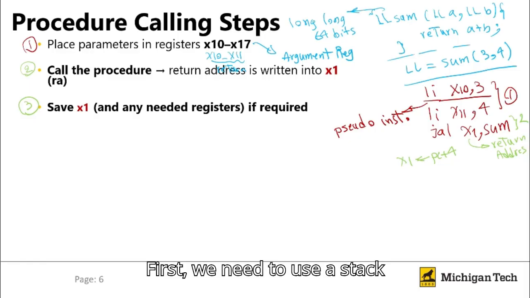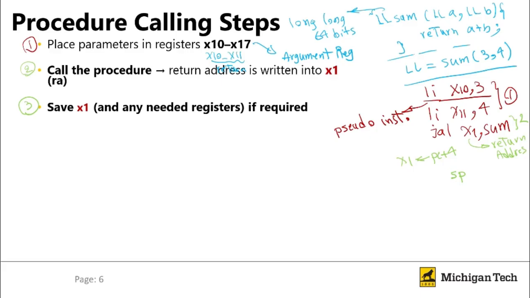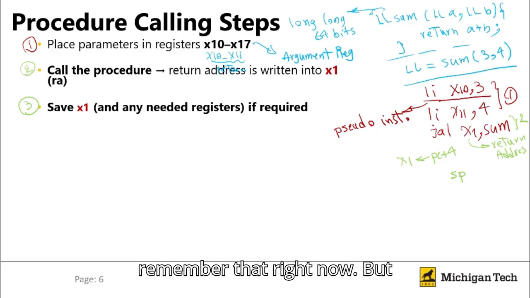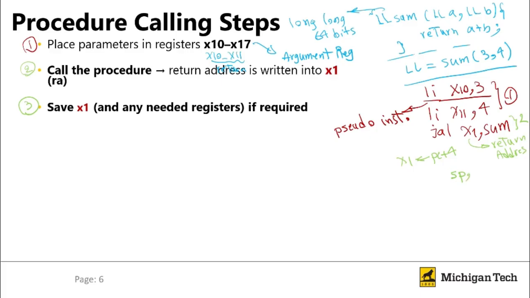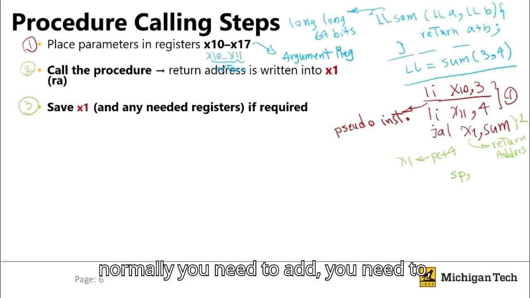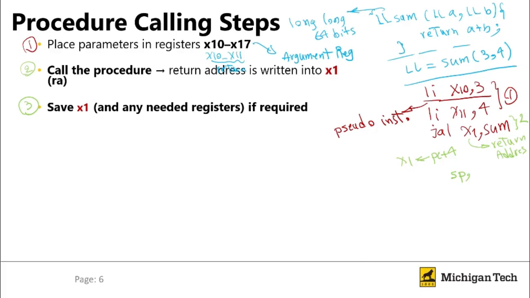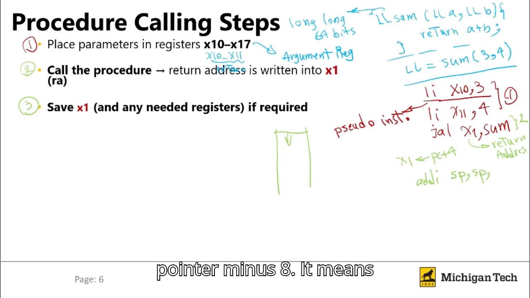First, we need to use a stack pointer. Again, the assembler knows a stack pointer, but it's one of the registers. I don't remember that right now, but normally you need to, because a stack goes from top to down, add an integer to the stack pointer: -8.